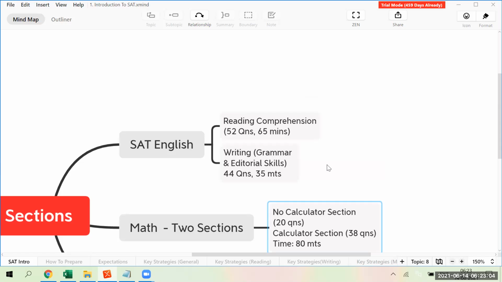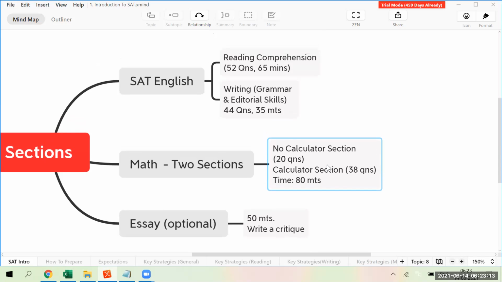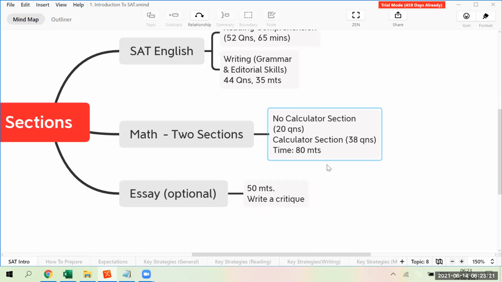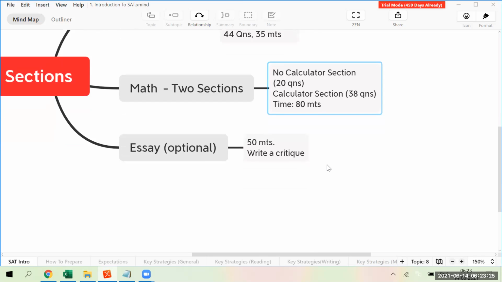And this is a brief outline of the SAT test. There are sections of English where you are tested in comprehension and grammar. There are sections on math where you have got no calculator and calculator sections. And there is an essay which is optional. This is the whole test.